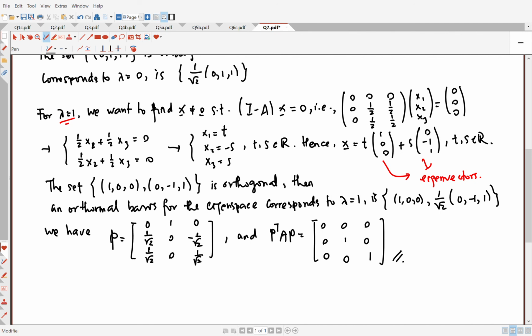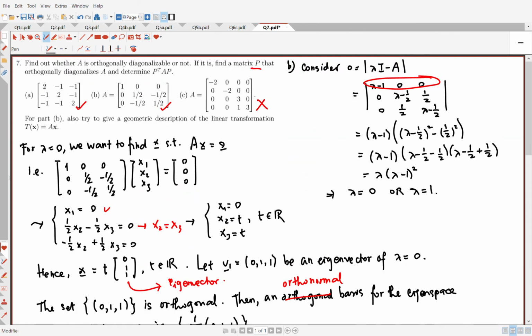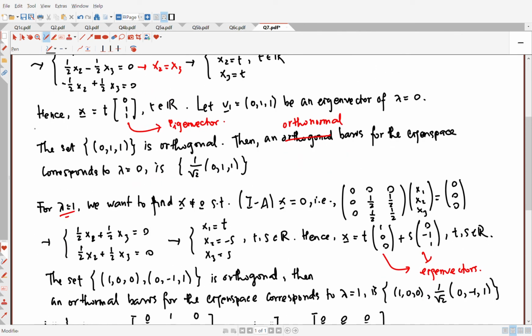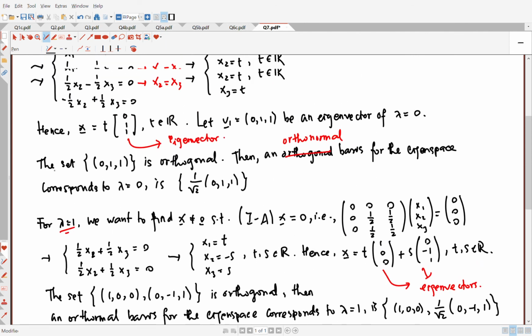For part B, also try to give a geometric description of the linear transformation. I will do the explanation in the next video.